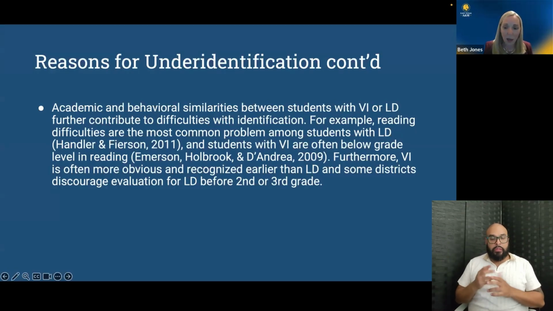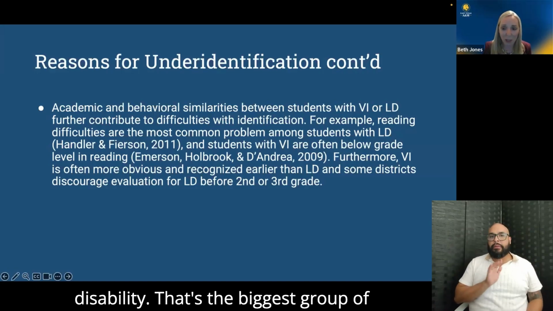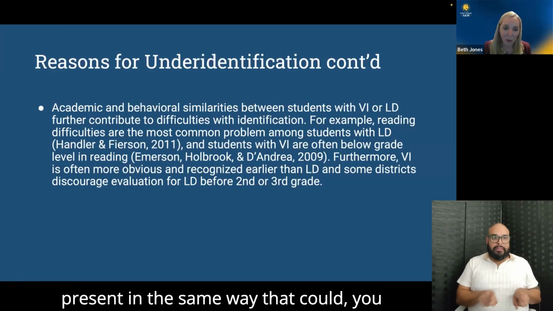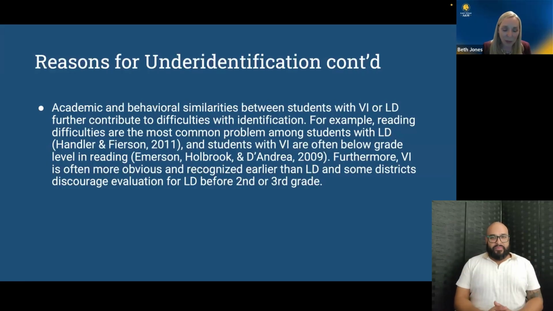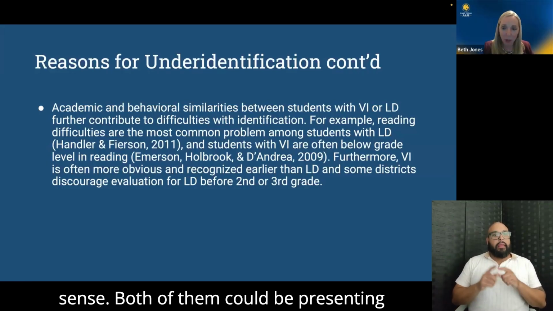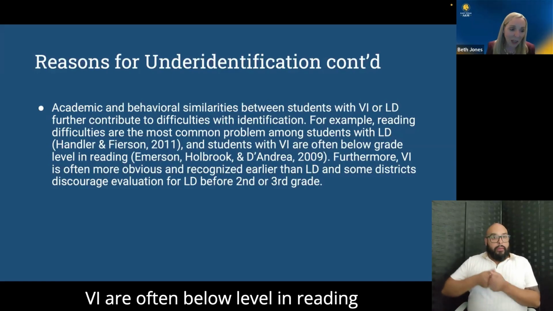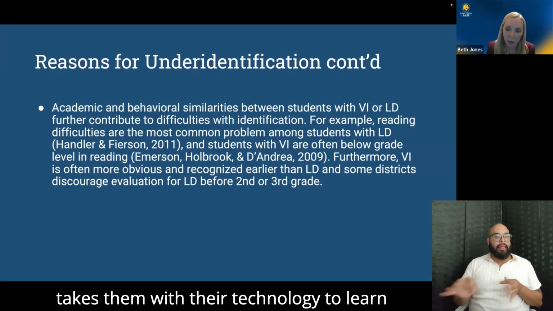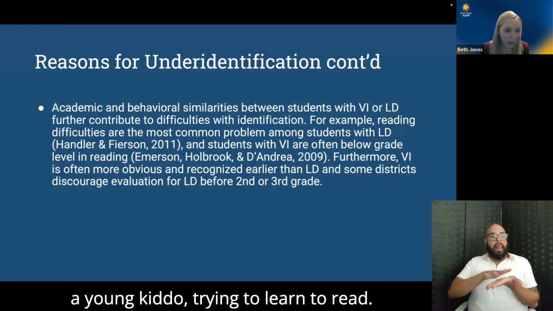And then our students with SLD, the biggest category of students who are served under SLD is due to a reading disability. That's the biggest group of kiddos served in that population. So there's a lot of things that could present in the same way but have different causes, if that makes sense. Both of them could be presenting with the same factors, but it could be due to different reasons, is what I'm trying to say. Students with VI are often below level in reading due to the delay it takes them with their technology to learn to read and write, especially if they're still trying to learn the Braille code as a young kiddo trying to learn to read.